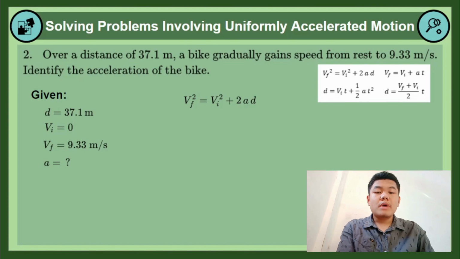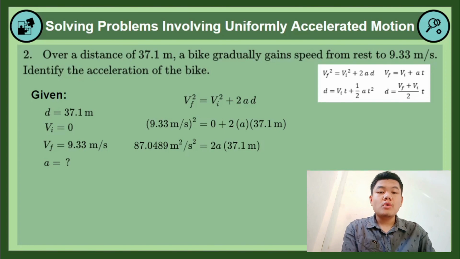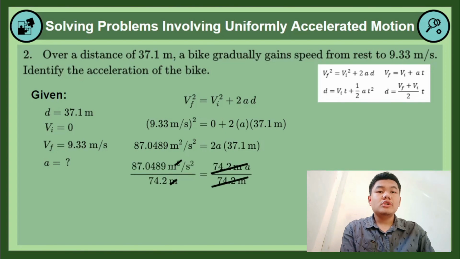Next, substitute the values and apply the operations. 9.33 meters per second squared is equal to 0 plus 2a times 37.1 meters. So 9.33 meters per second squared is 87.0489 meters squared per second squared, which is equal to, cancel the 0 since it has no value, plus 2a times 37.1. Bring down 87.0489 meters squared per second squared, which is equal to multiply the distance by 2, which is 74.2 meters, a.